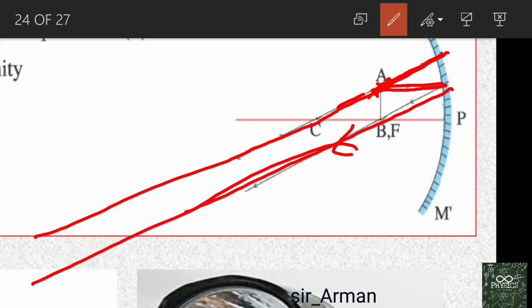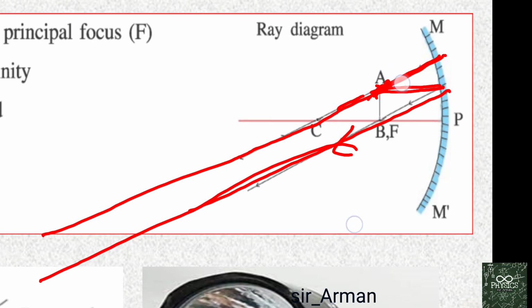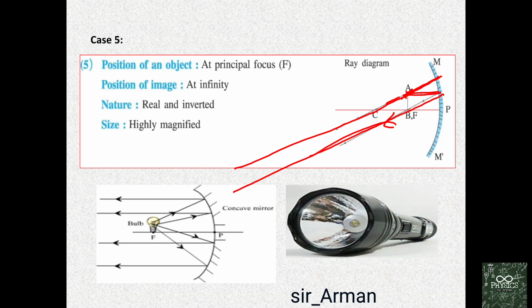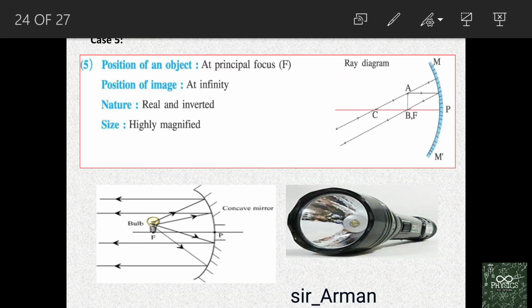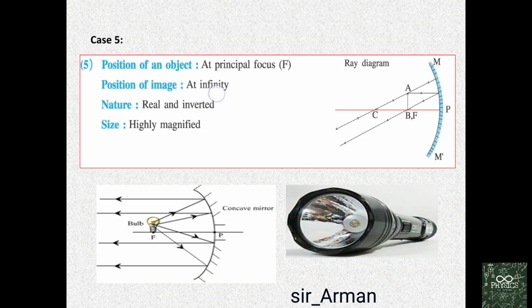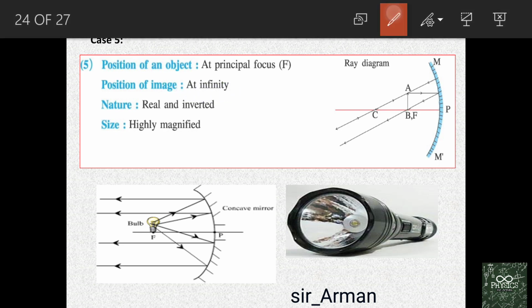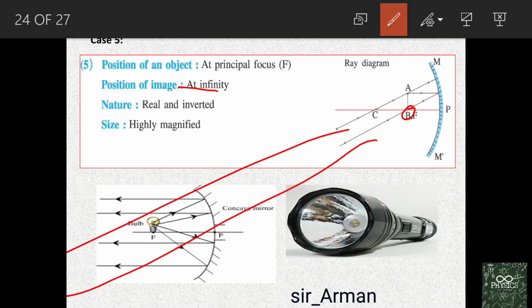And you all know that parallel rays never meet. They always go parallel. But we assume that at a very large distance, that is, infinite distance, these rays are meeting, and hence we can say the image is obtained at infinity, that is, at a very large distance. So our object is placed at the principal focus and the image is at a very large distance, at infinity.